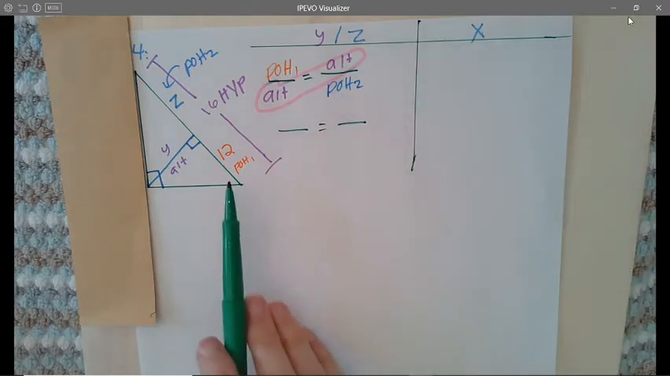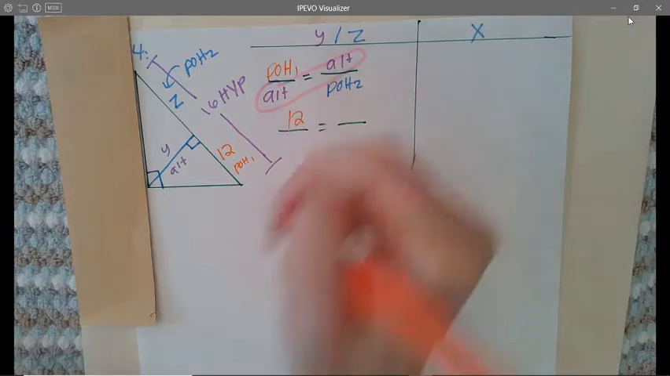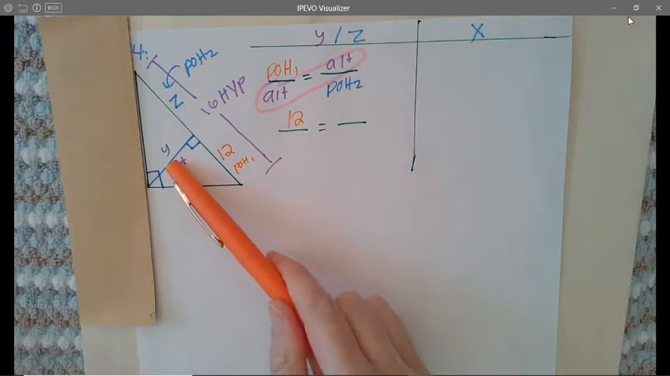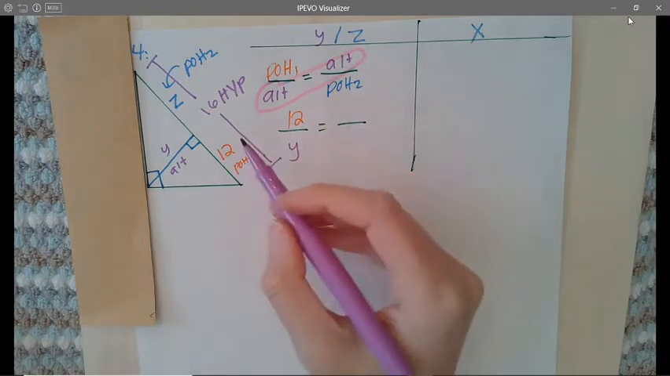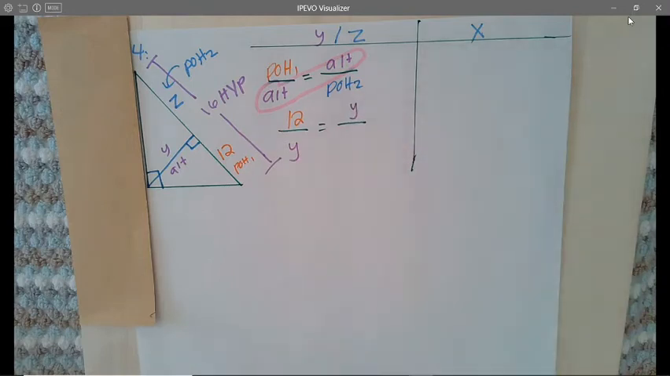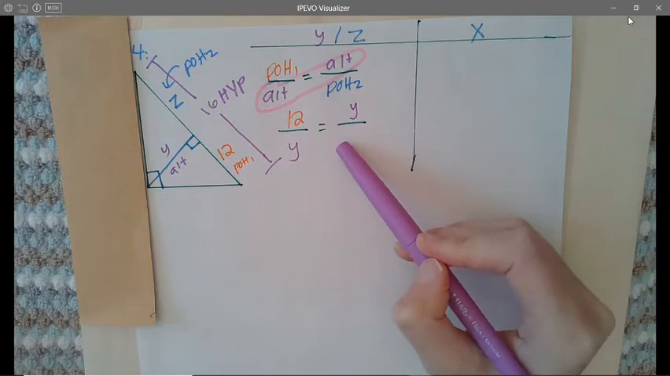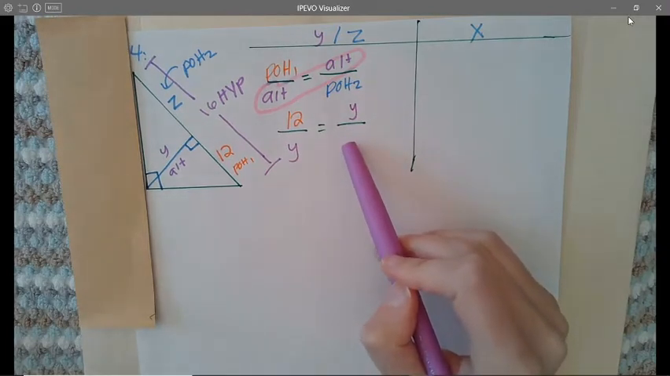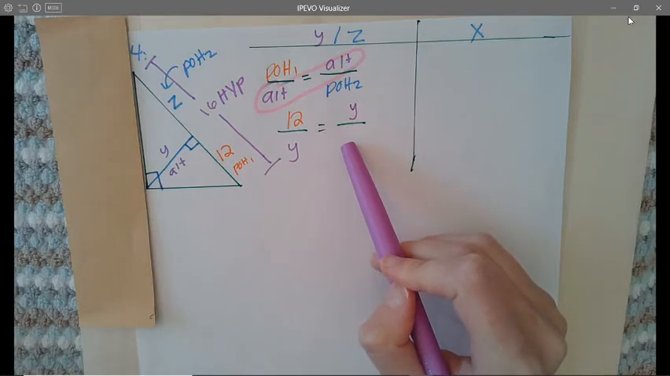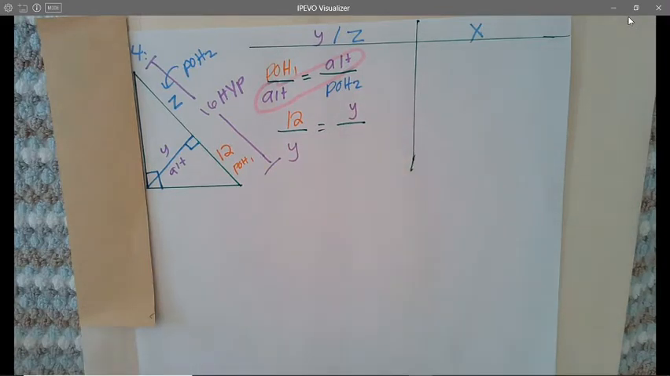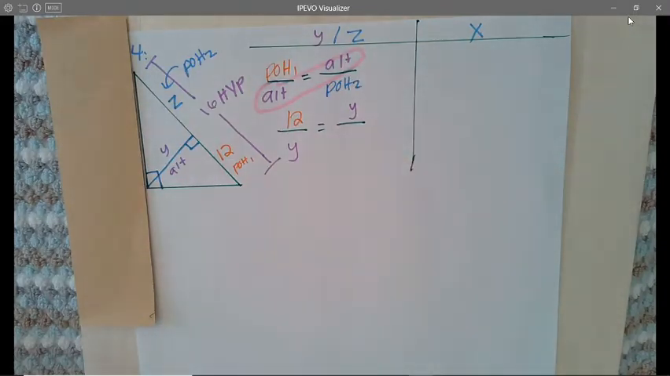My first piece of the hypotenuse is 12, so I'm going to put 12 over my altitude, which I don't know yet. That's what I'm trying to solve for, so that's going to be my y. Then my altitude again, y, over POH2. I could put z here, but the problem is I'd have more than one variable, which means I wouldn't be able to find y or z. But there is a way I can find z before I set this up. Let's talk about that real quickly.